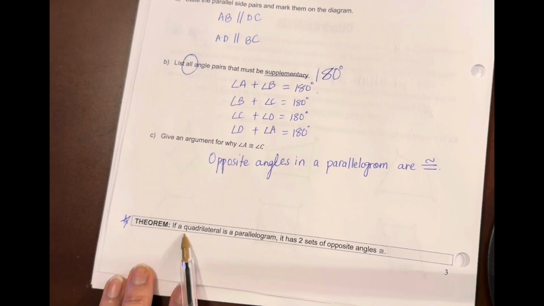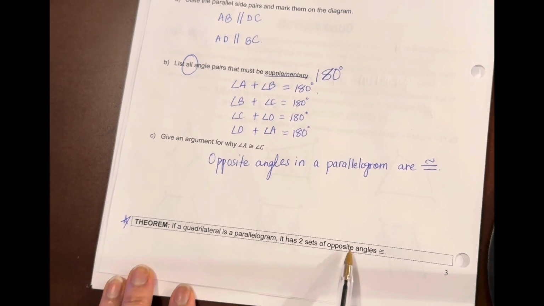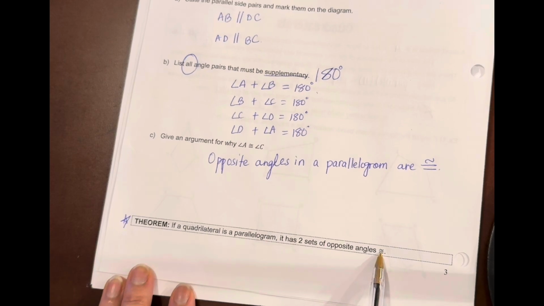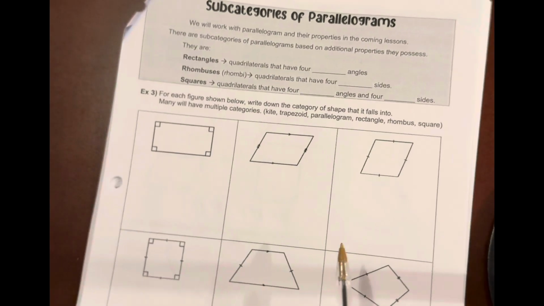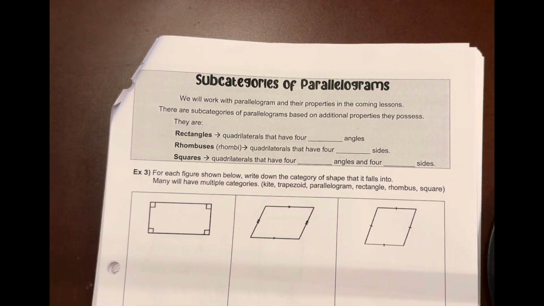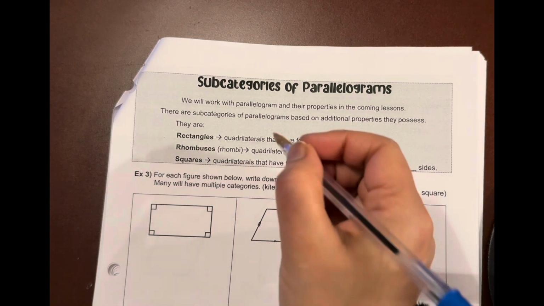The theorem says if a quadrilateral is a parallelogram, it has two sets of opposite angles that are congruent. Yes? Let's flip over the page. So now, subcategories of parallelograms. We work with parallelograms and their properties in the coming lessons. There are subcategories of parallelograms based on additional properties they possess. They are rectangles. Quadrilaterals have four what?